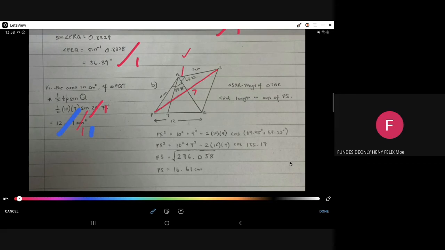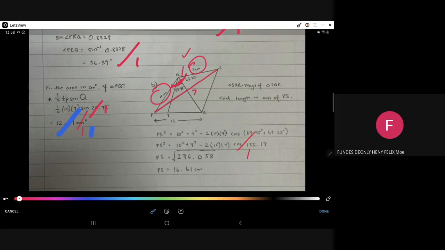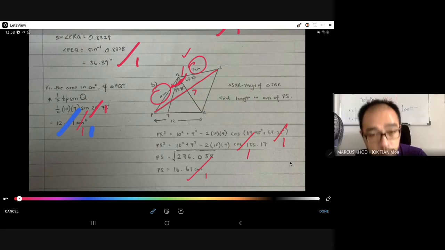So PS squared equals 10 squared plus 7 squared minus 2 times 10 times 7 cos of 87.95 plus 67.22, which is 155.17. After that, calculating, we get 276.058. Then we take the square root, so PS length is 16.61 cm.